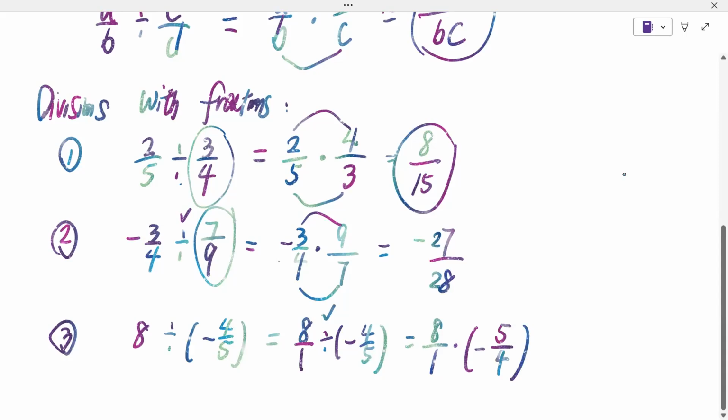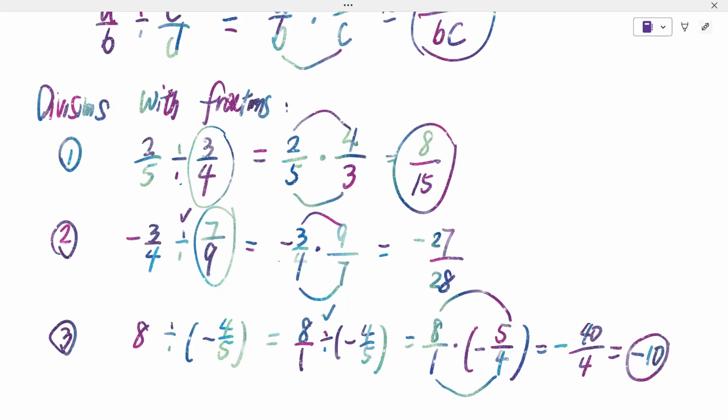Yep. So now from there, this is plus times minus, minus. 8 times 5 is 40. 1 times 4, that's 4. And then you simplify, that's minus 40 by 4, that's 10. So the answer is -10. Any question about this?